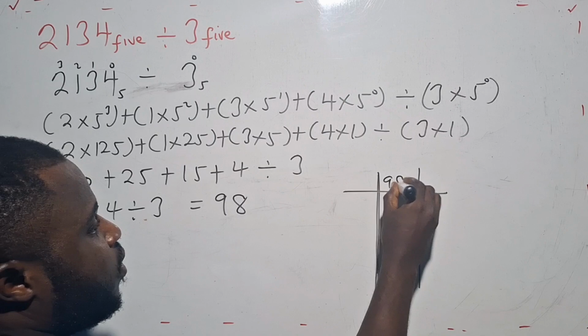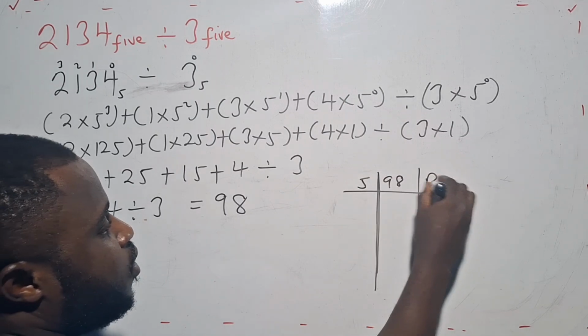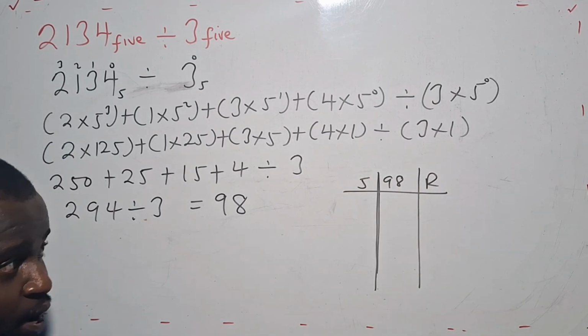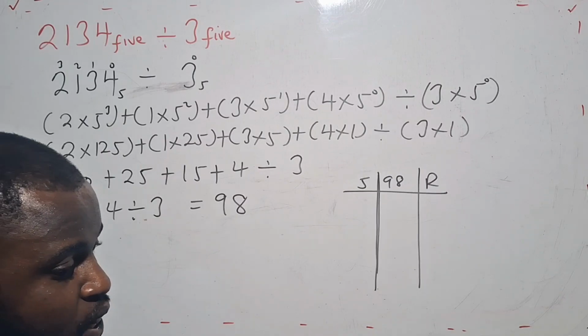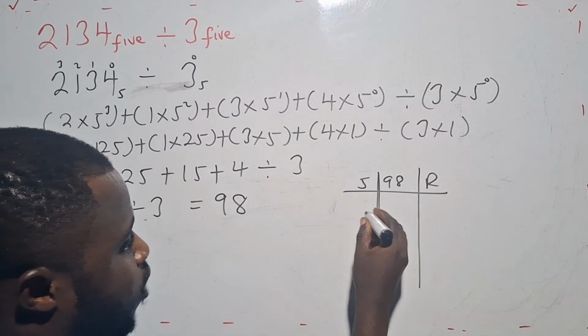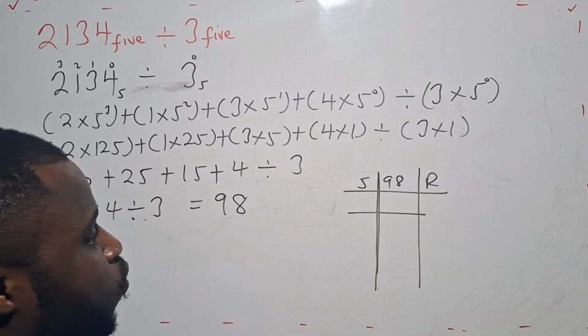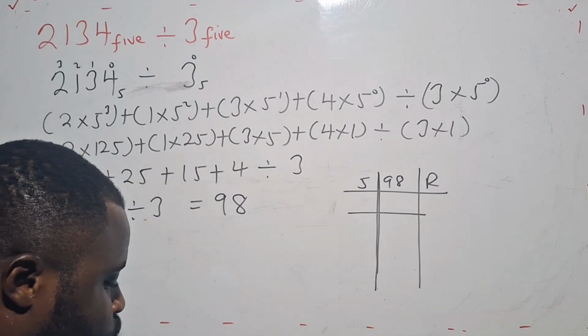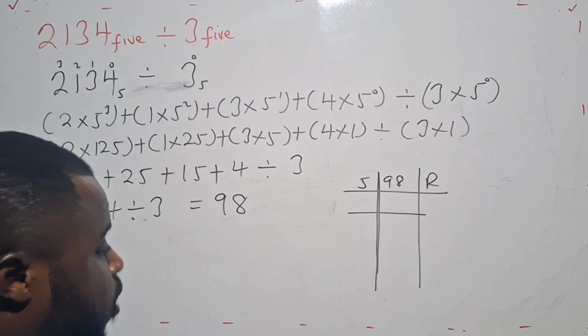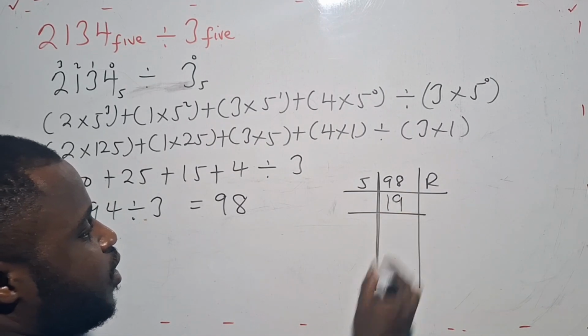So we write our 98, then R. At this point, when I write such a number, you need to understand. So if I write the R, you need to understand. Now, how many times will 5 divide 98? With the help of our calculator, 5 can go into 98 19 times.